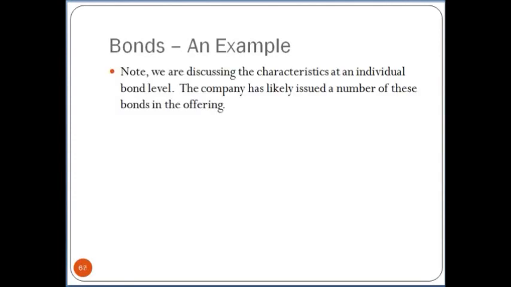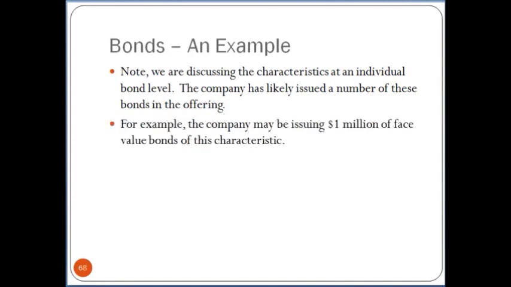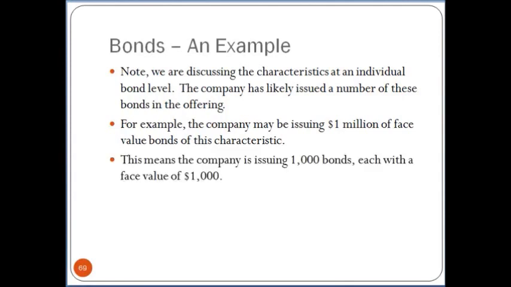No, we're discussing the characteristics at an individual bond level. This is just one bond. But companies don't just issue one bond. They will issue a large tranche of bonds. So maybe in this example, the company is trying to raise $1 million. So they issue 1,000 of these bonds. Even that's small, but as an example. So in this case, if they're issuing 1,000, that means 1,000 bonds times $1,000 is $1 million. And if the bonds sell for $1,000 in the market, then the company raised $1 million.